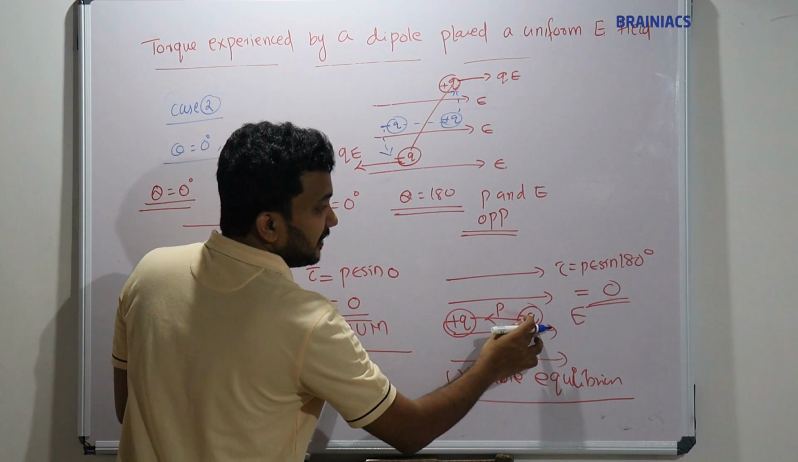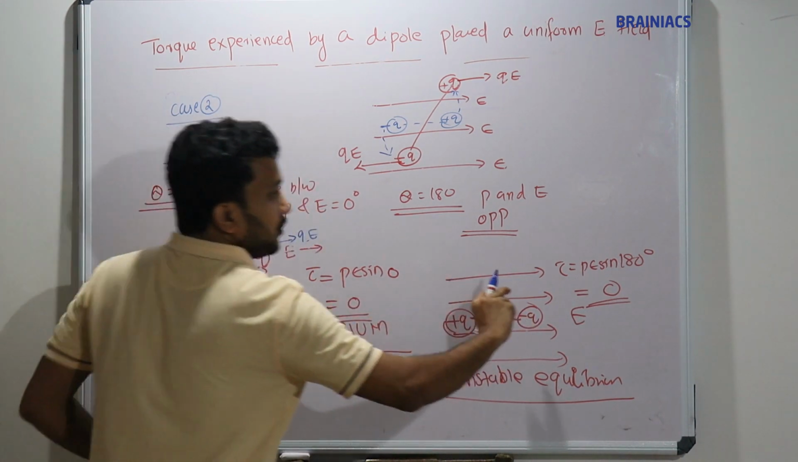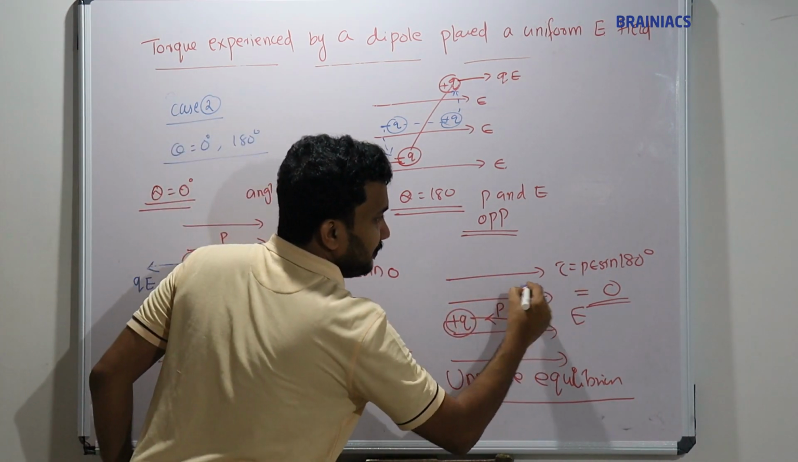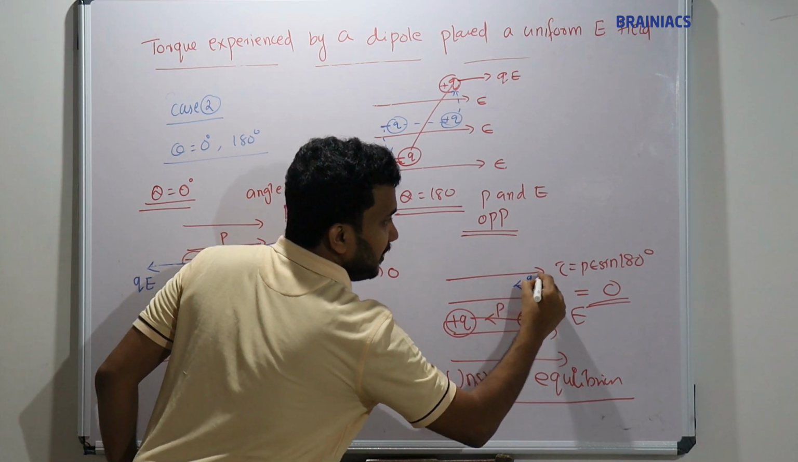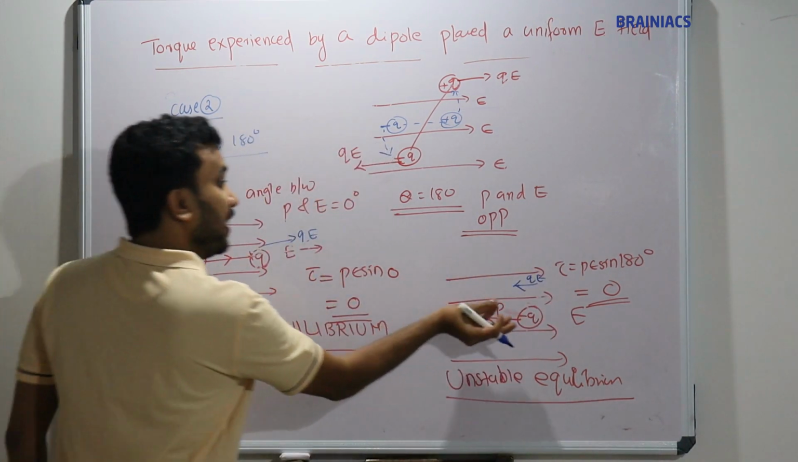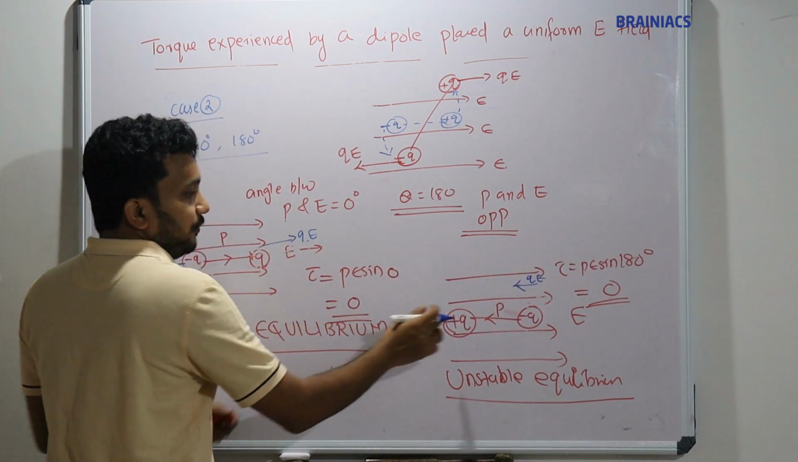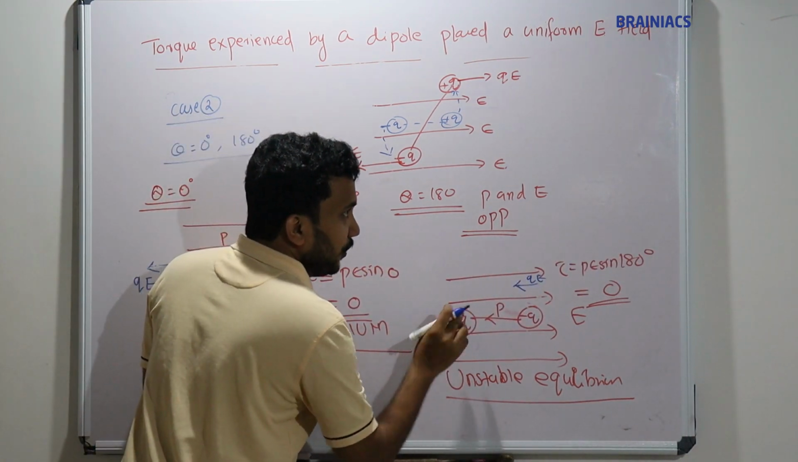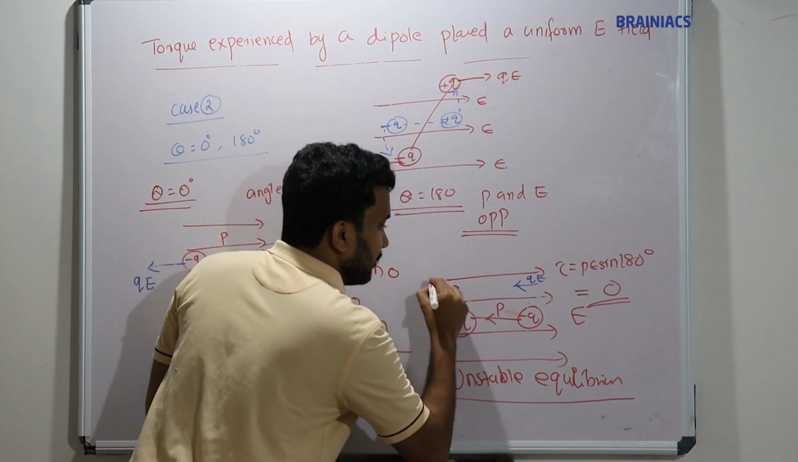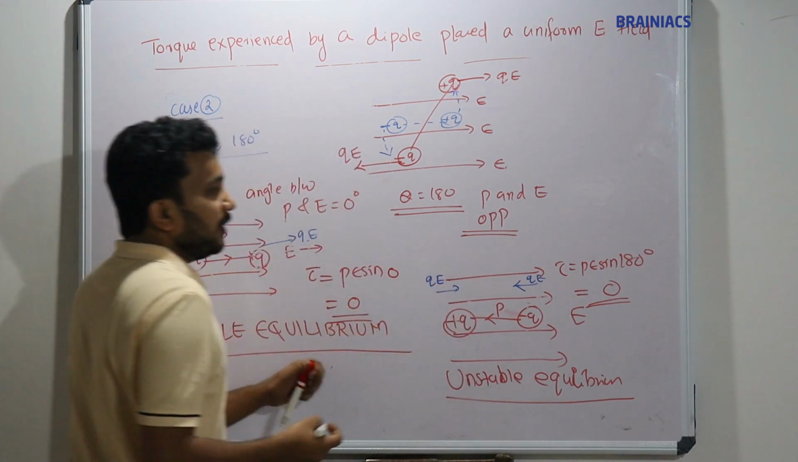F is equal to minus QE is a force acting in this direction. So F is equal to QE, the force will be in the opposite direction. F is equal to minus QE in this direction. So F is equal to QE in this direction for this charge. For this charge, F is equal to QE. It is positive, so the same direction. F is equal to QE. So what will happen?